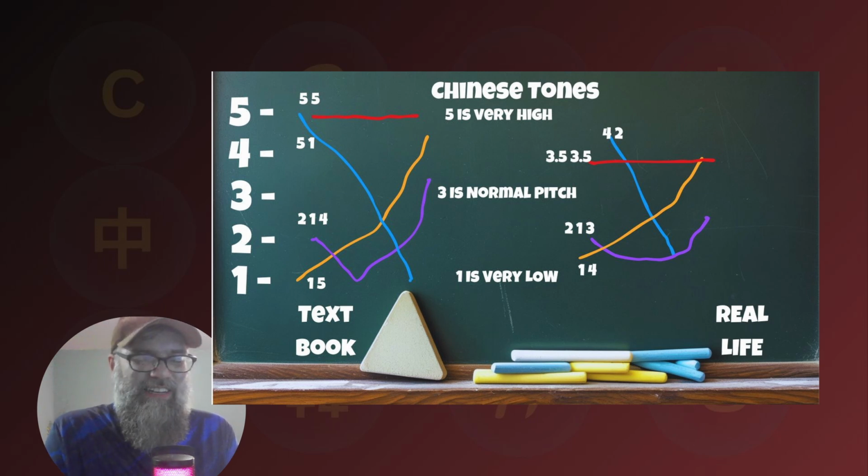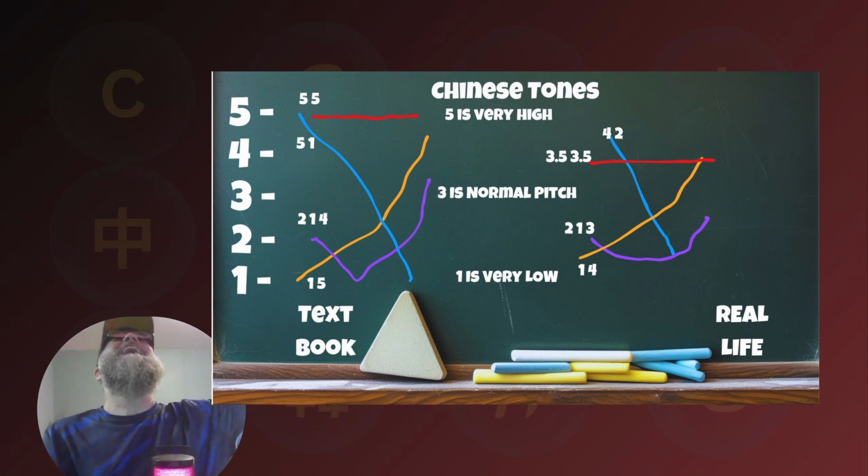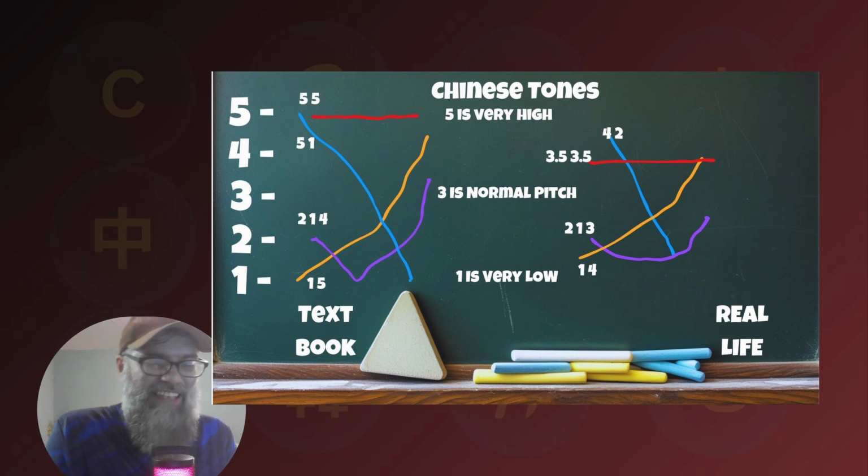If you look in your textbook, it says it goes from 1 to 5, going up, like asking a question. Ma? And I would say that the Chinese people, they don't start all the way down at 1 and go all the way up to 5. No, they don't do quite like that. Probably like a 2 to like a 4.5, or maybe a 1.5 to a 4, depending on their voice.